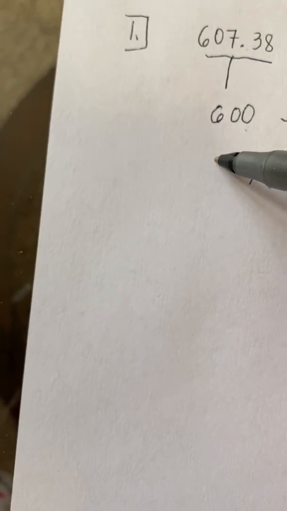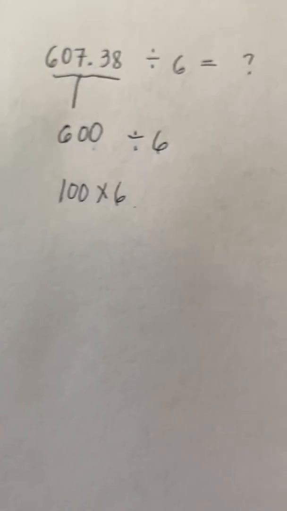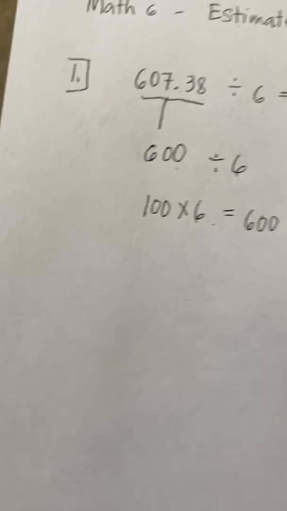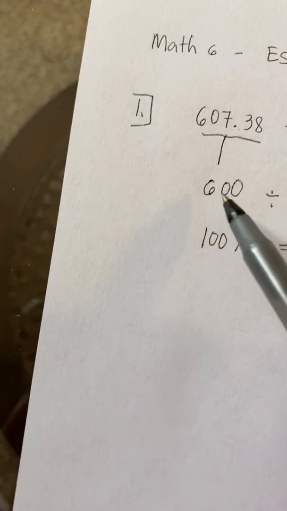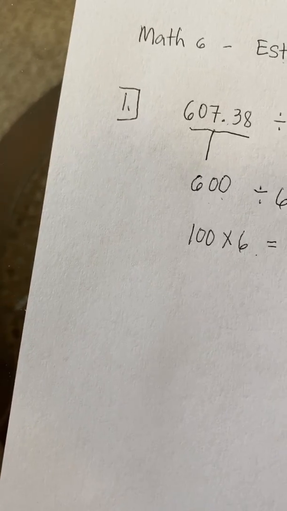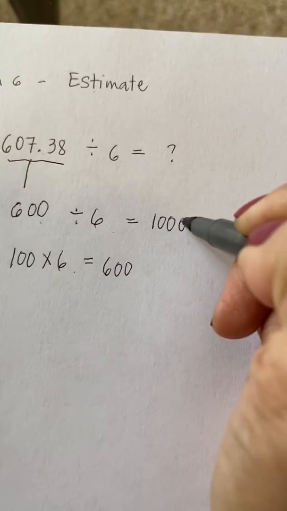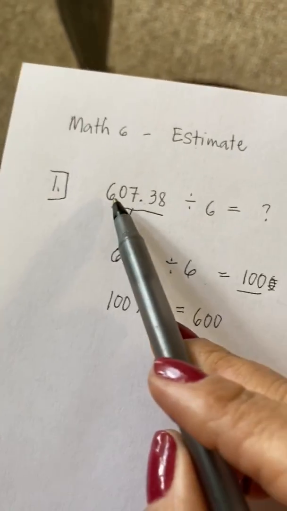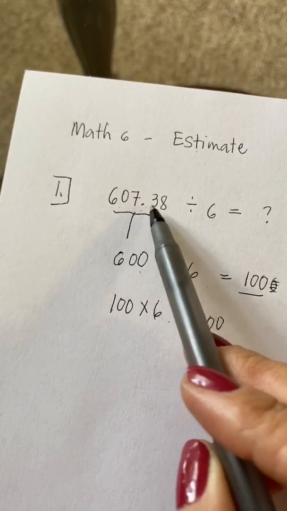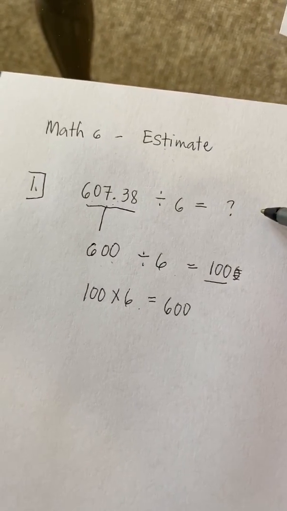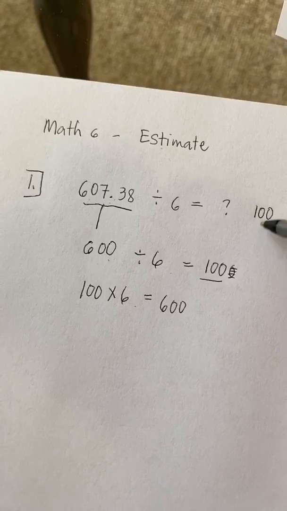Well, that's easy. It will be 100. 100 times 6 is equal to 600. So how much then is 600 divided by 6? That will be equal to 100. So how much is 607.38 divided by 6? The estimate and the nearest answer is 100.